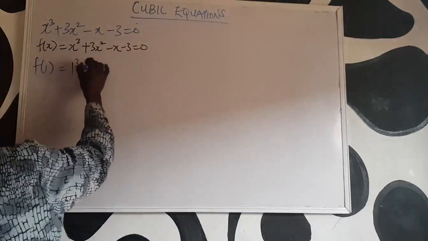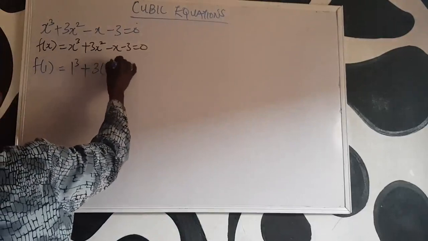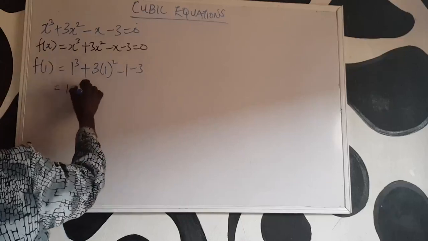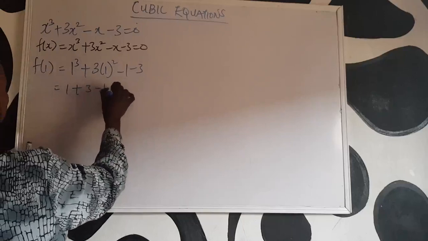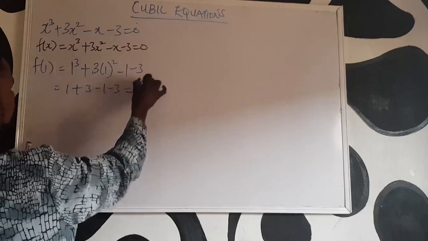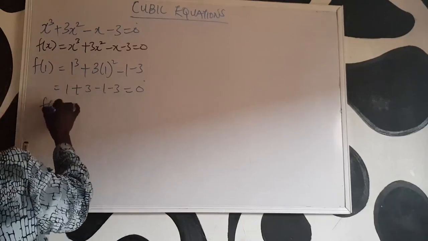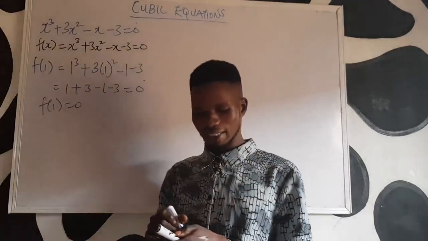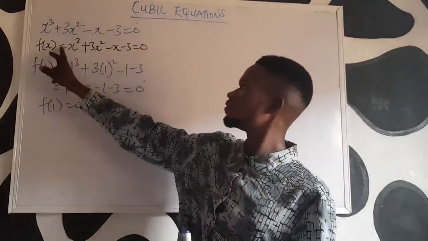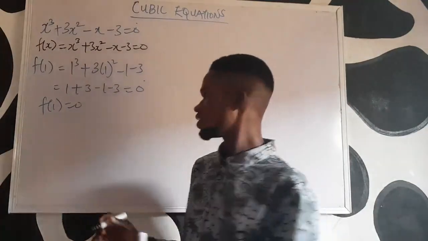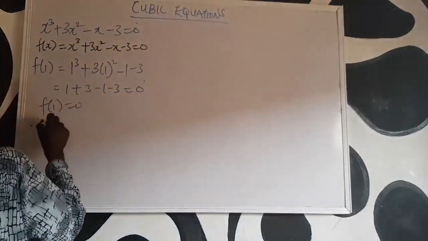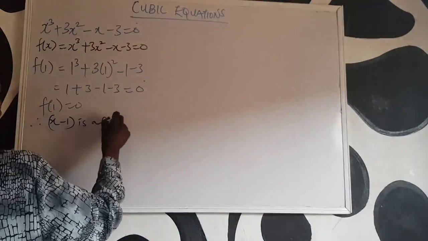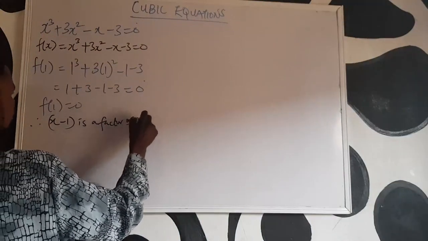1 is by 3, 1 squared minus 1 minus 3, if x is what? Is 1. 1 plus 3 minus 1 minus 3, which gives 0. So since f of 1 is equal to 0, that implies that x minus 1 is a factor of the cubic equation. Therefore, x minus 1 is a factor of f of x.